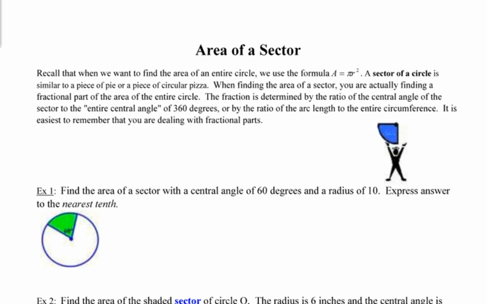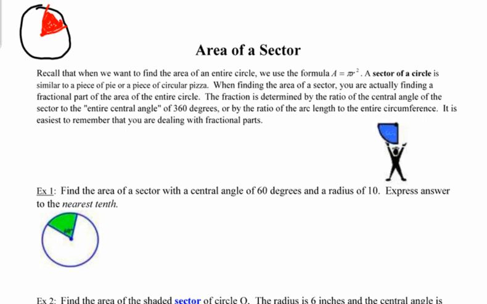In this lesson, we're going to look at finding the area of a sector. Now, before you can find its area, it's helpful if you understand exactly what a sector is. I'm going to encourage you to think about a sector like a slice of pizza or a slice of pie, or maybe even think about it as being kind of a wedge in that circle.